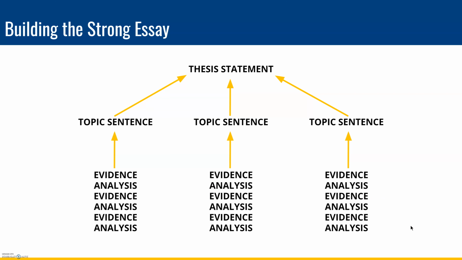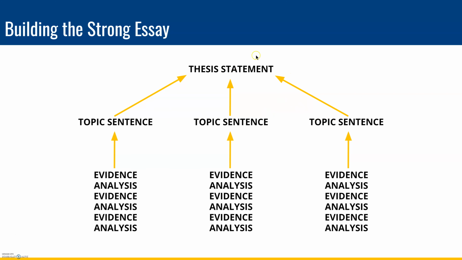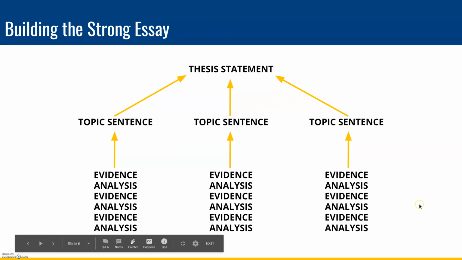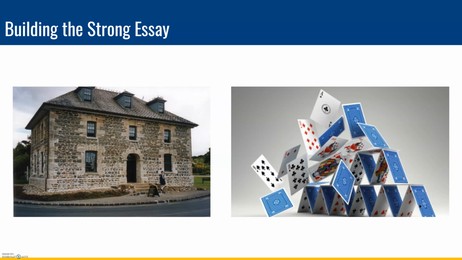Obviously, some paragraphs you might end up with more evidence for than others. Some arguments are certainly stronger than others, so keep that in mind. It won't always look uniform across the board. But ultimately, you will be supporting your topic sentences or your subclaims, and those will in turn support your thesis statement or main argument. Ultimately, we want you to build a strong house, not a house of cards.